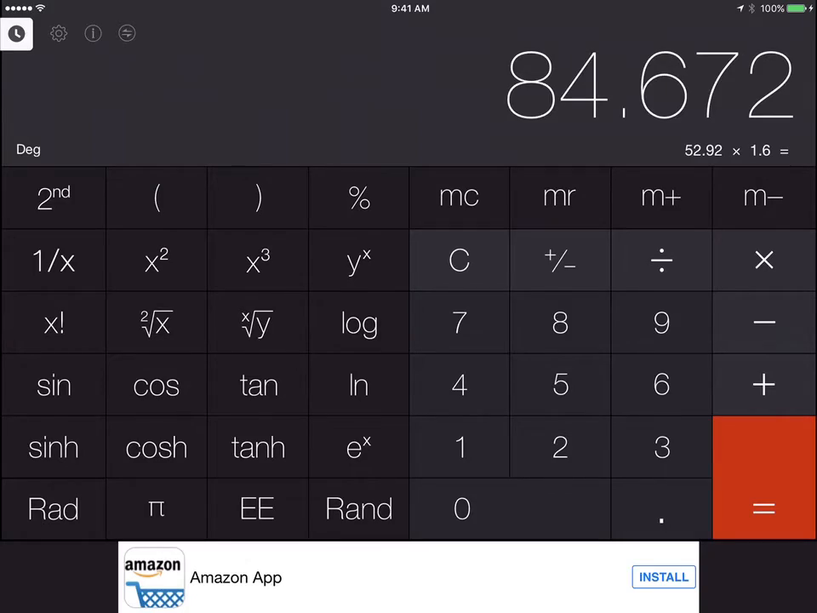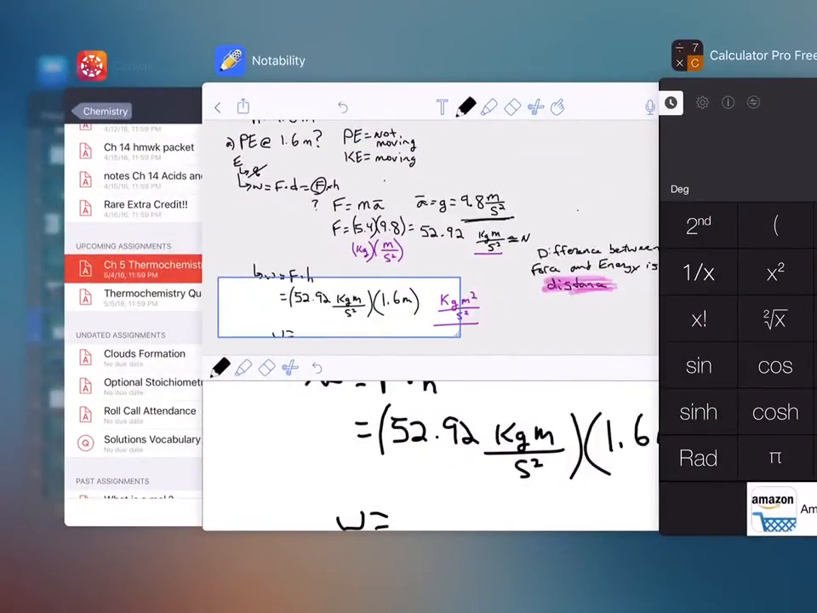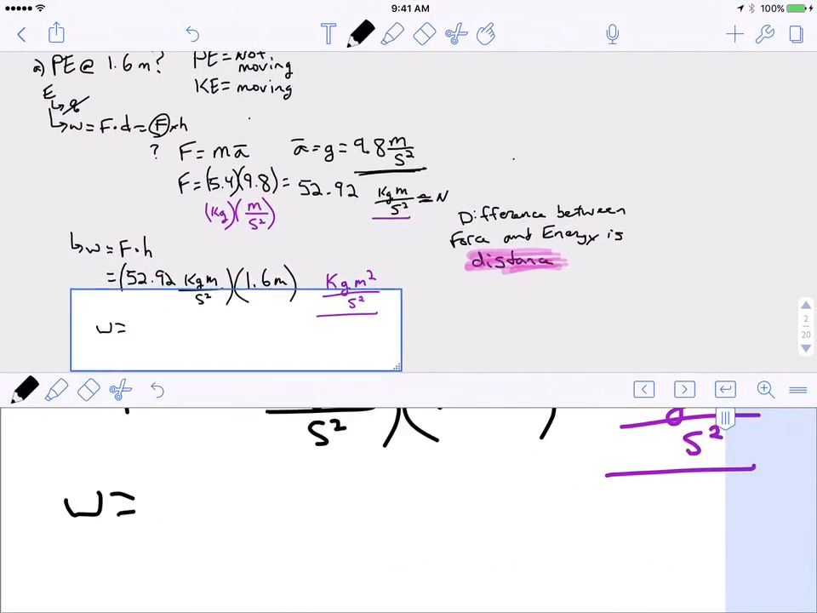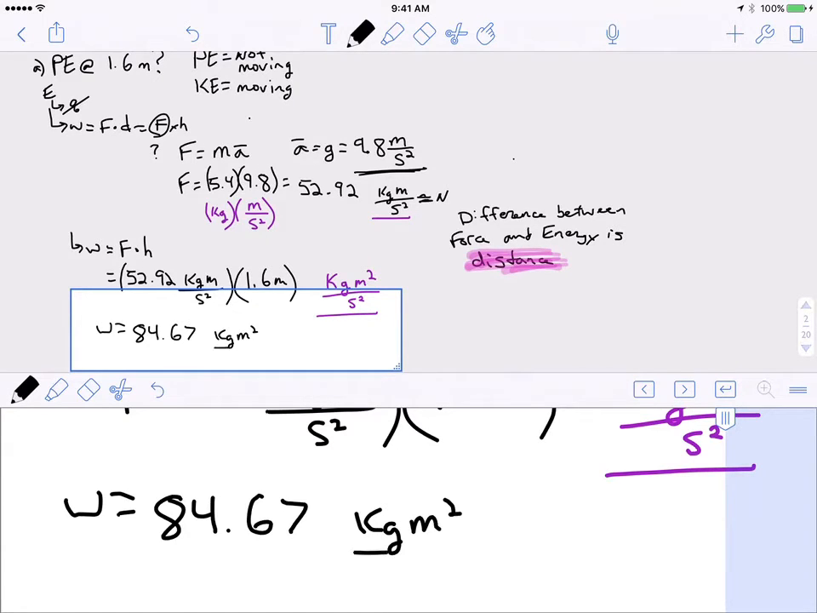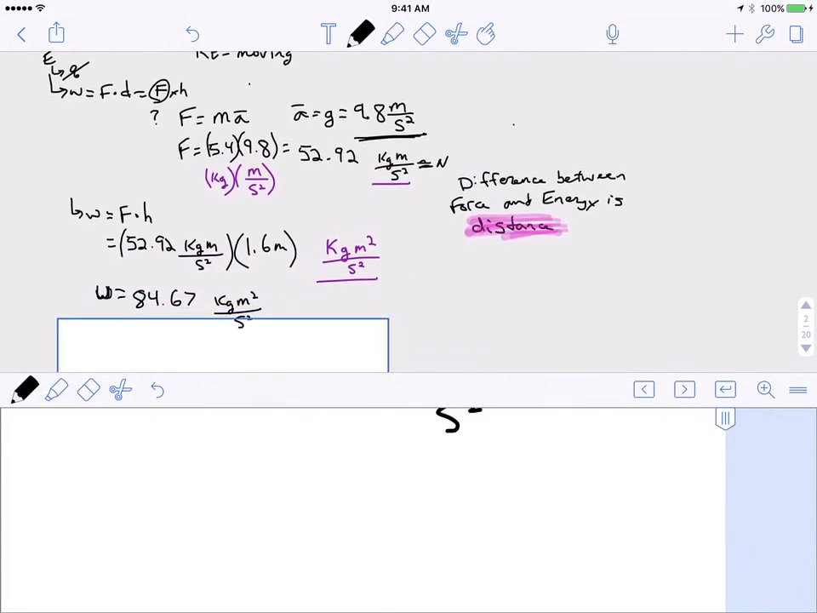Fifty-two point nine two, 84.672. And 67 kilogram meters squared over second squared. Excellent. So that's the amount of work that has been done on the object to lift it up, which happens to be equal to the potential energy.